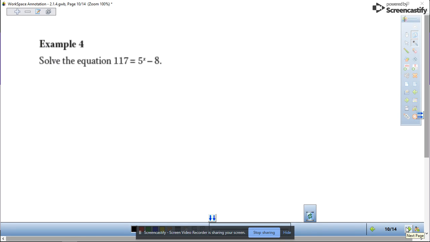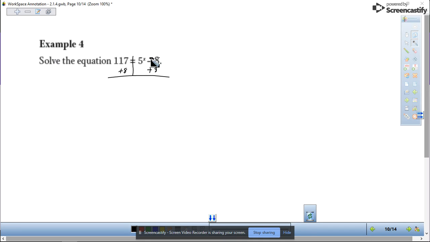Last example here. Solve the equation: 117 equals 5 to the x minus 8. Now here's the trick with this. You are not going to be able to solve this until you get the base, which is 5 in this case, and the power, which is the x, on the side by themselves. You can't do anything else with this until you do that. So, just like going back to the linear style equations where we were trying to get terms moved around, the 8 needs to go first.